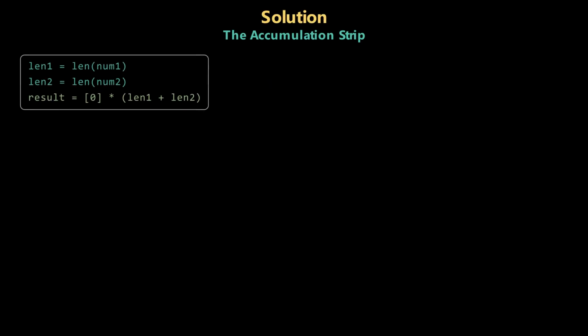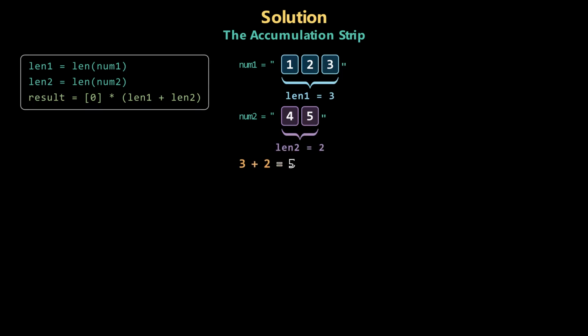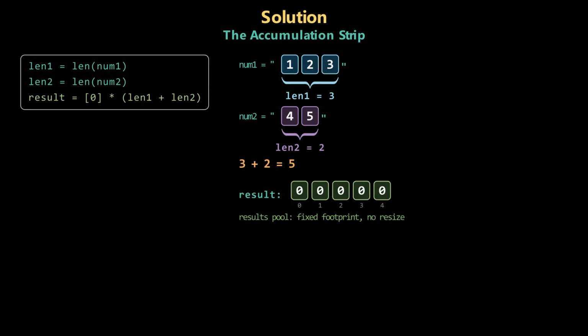Let's walk through the solution engine step by step. First, we record the lengths of both input strings. Using these dimensions, we pre-allocate an empty list of integers initialized to 0. Its length is exactly equal to the sum of the two string lengths, ensuring that no matter how large the product grows, our results pool is guaranteed to hold the entire footprint without needing a single resize.